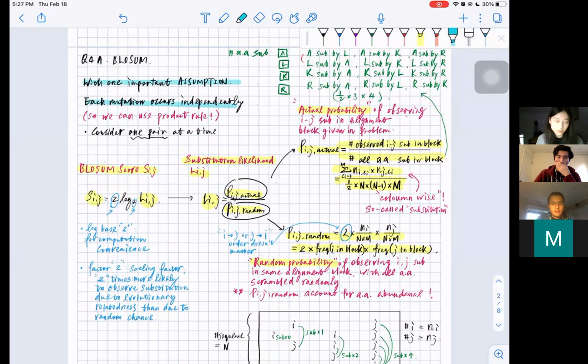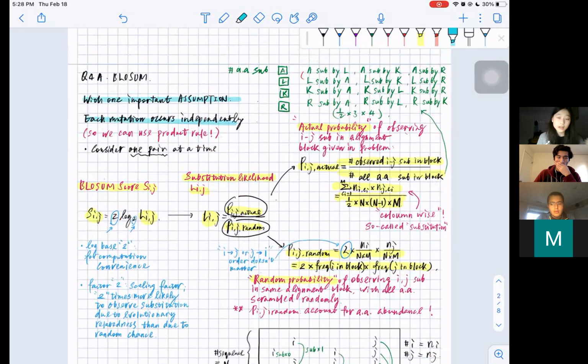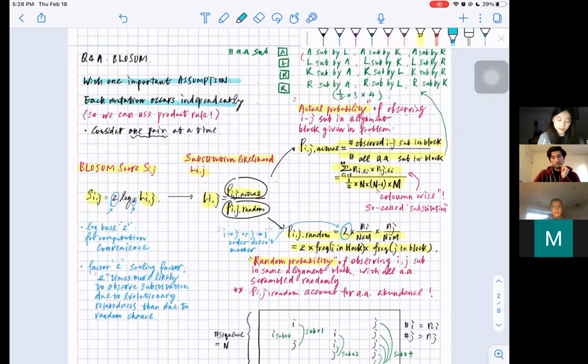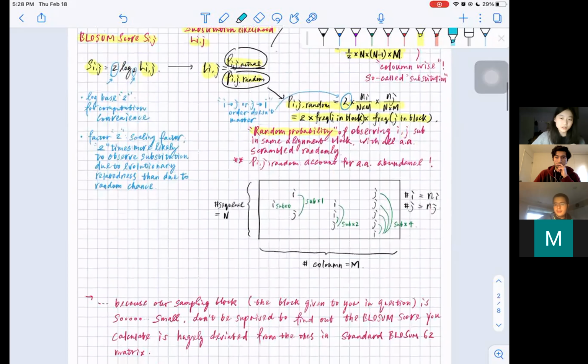I think you all know the equations. For the P actual, it is the number of observed ij substitutions in the block divided by the number of all possible amino acid substitutions in the block. And for the P random, it actually accounts for the amino acid abundance in the alignment block. I usually interpret it as the frequency of i and j. Mathematically, it is 2 times the frequency of i times the frequency of j in the alignment block. So you can take a closer look at that.